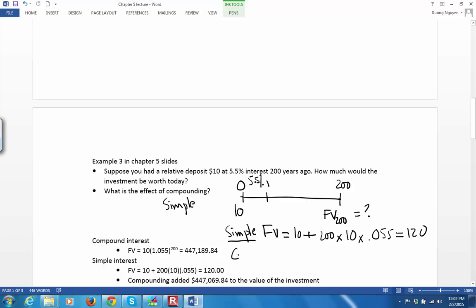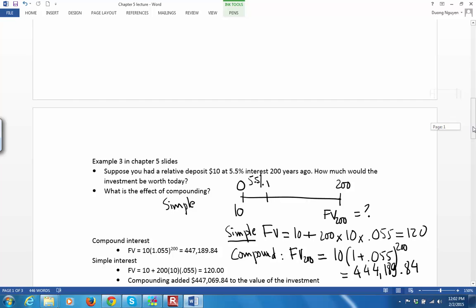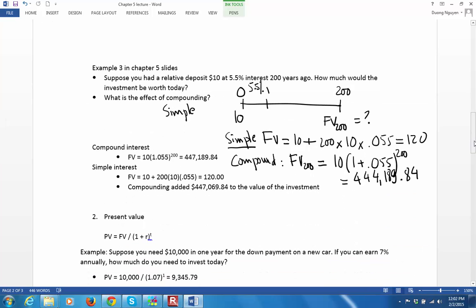However, if the interest is compounded, after 200 years from $10 you will get 10 multiplied by 1 plus 0.055 raised to the power 200, and this is equal to 447,189.84. So there is a huge difference between the future value if the interest is compounded and the future value if the interest is simple.